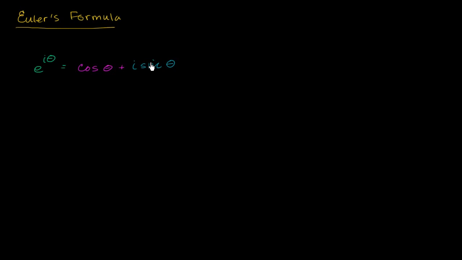Because of Euler's formula, can I now express cosine of theta in terms of some combination of the other stuff? And can I now express sine of theta in terms of some other combination of the other stuff? Well, let's think about how we can isolate cosine theta.